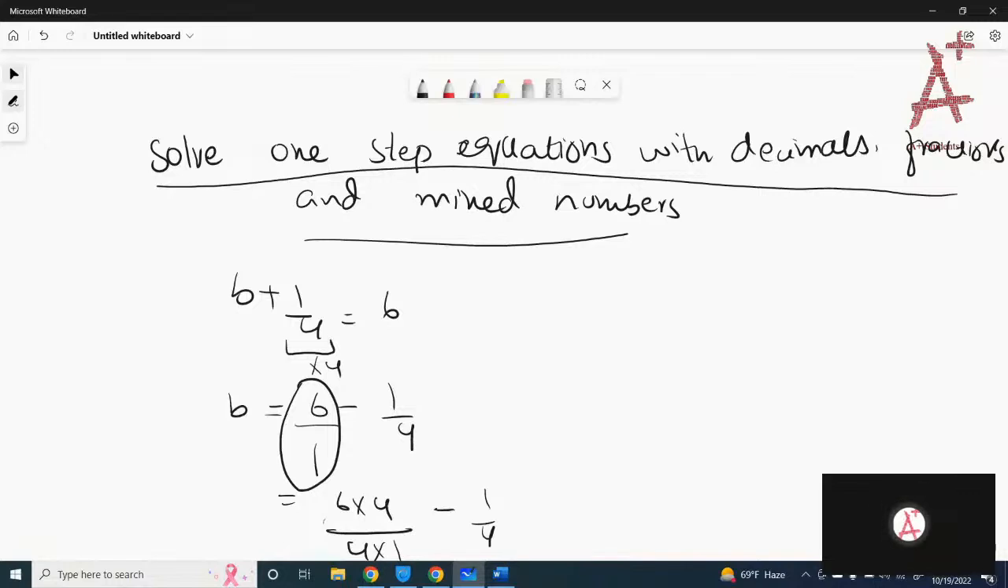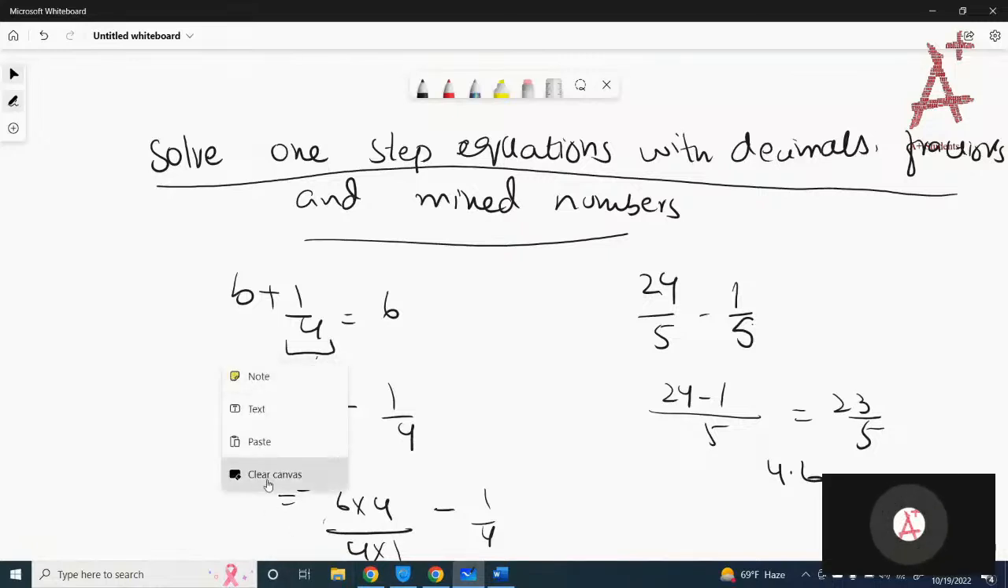So multiply 6 by 4 over 4. It would be 6 times 4 over 1 times 4 minus 1 over 4. Got it? So 6 times 4 is 24 over 4 minus 1 over 4. So just subtract their numerators because they have now same denominator. So it would be 23 over 4. Got it? When you divide them, 23 over 4 would be 5.75. So let's just move on to next one.